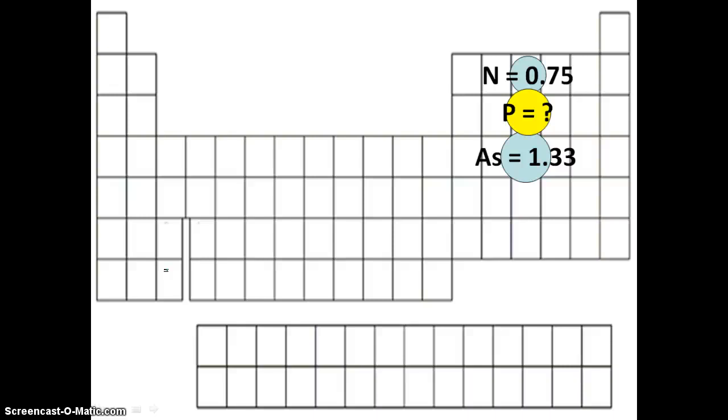Well, it's going to be somewhere in the middle, right? It's going to be greater than 0.75, but less than 1.33, because what we know happens is it gets larger as you go down. So what would be a reasonable answer for the size of phosphorus? I don't know, maybe like 1 point something. Less than 1.3. 1.05, anything between these two values, as long as it follows the trend, it makes sense.